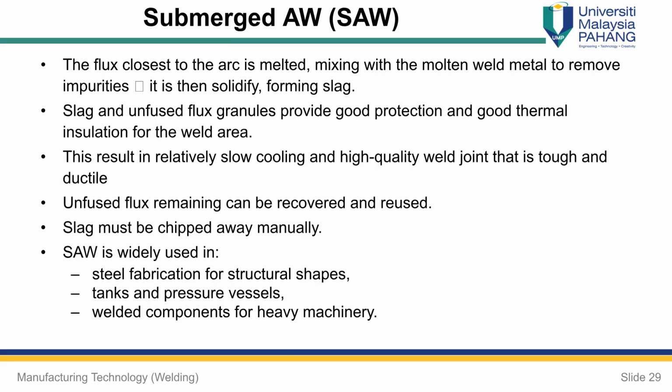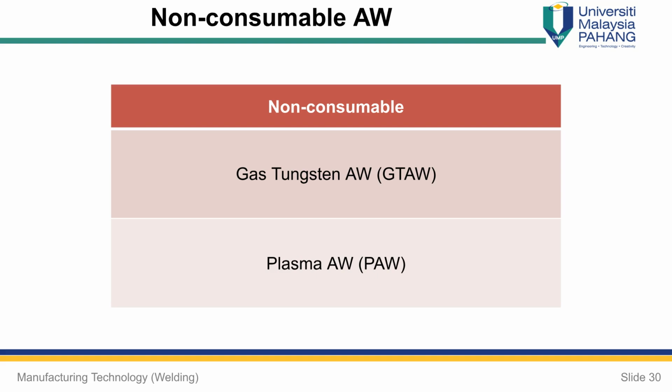Submerged Arc Welding, SAW, uses a continuous, consumable bare wire electrode. Shielding is provided by a blanket of granular flux introduced from a hopper, submerging the operation and protecting the welder. The flux melts and mixes with the weld metal to remove impurities, forming slag. This process provides good protection and thermal insulation, resulting in high-quality, tough, and ductile welds. Unfused flux can be reused.